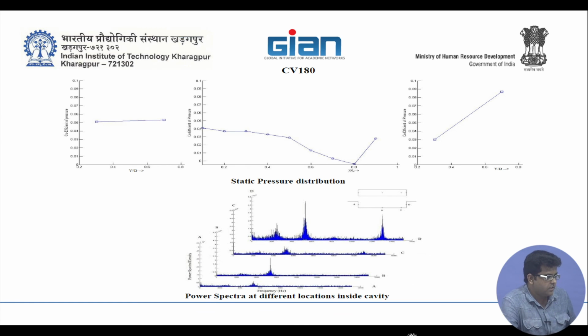And these are the consolidated results. If you see for CV 180, these are the static pressure distributions, and if we are mostly interested in the unsteady, here this is the PSD in Pascal squares. So D describes the rear phase.